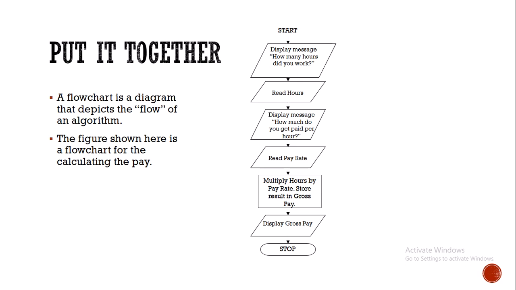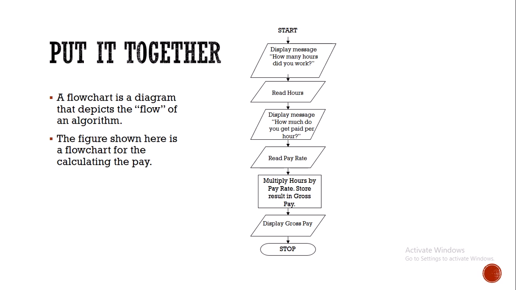Okay, now putting all these shapes together, a complete flowchart looks like the one shown on the screen, as it is beginning from the start symbol and ending on the stop shape. This flowchart is for the problem statement, which reads: know the working hours and pay rate, and calculate and display the gross pay of an employee.